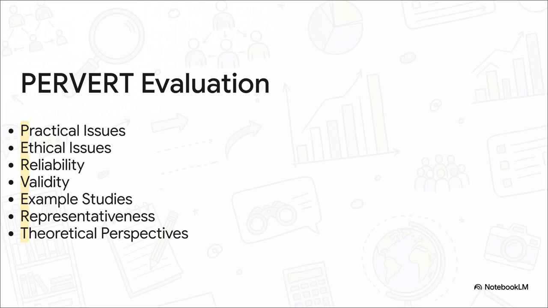R is for reliability. If someone else did this, would they get the same result? V is for validity. Am I actually measuring what I think I'm measuring? E is for examples. What do other studies say about this? And another R for representativeness. Does my small group of people accurately reflect the bigger group I'm interested in? It's really the ultimate checklist for any investigation.